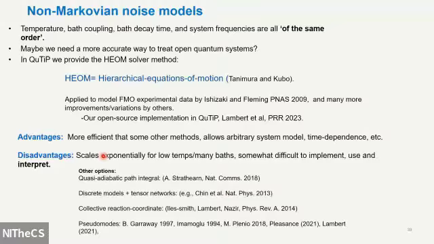I should mention that the HEOM itself has some advantages and some disadvantages. So it tends to be slightly more numerically efficient than some of these other methods. We can put time dependence into the system if we want to, and it works. But if you go to very low temperatures, it doesn't work well. If you have many environments, it tends to start scaling exponentially. And also, it's quite opaque, as you'll see in a moment. So there's a bit of a learning curve to understand exactly what it's doing.